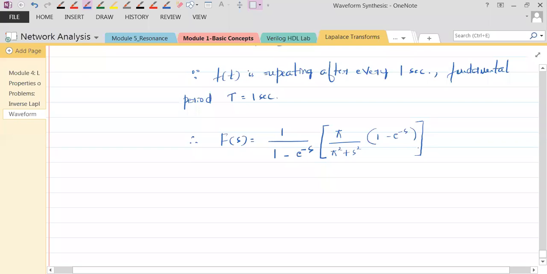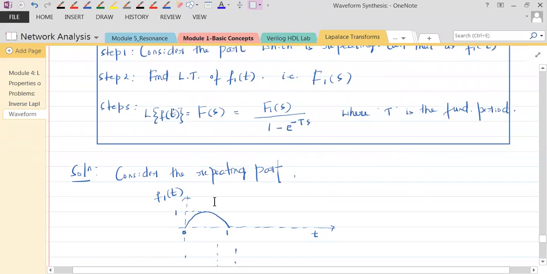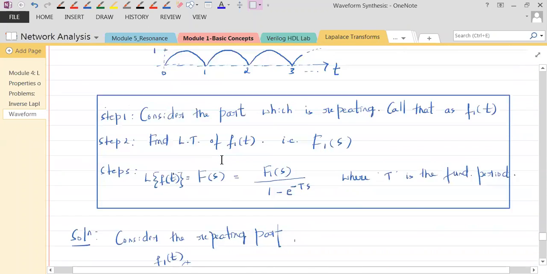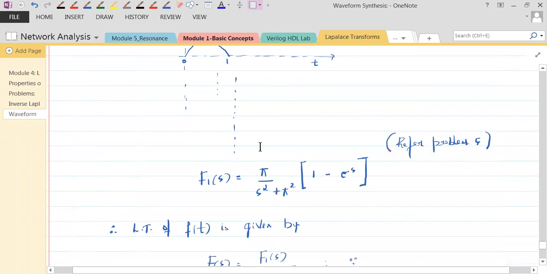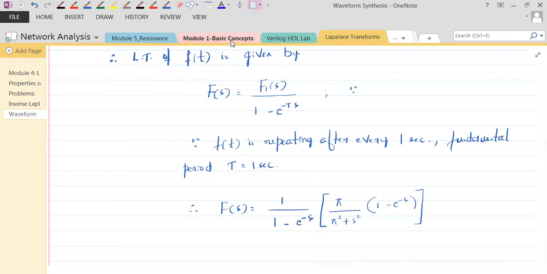For that, we considered just the repetitive part and found the Laplace transform of the repetitive part. If you have the Laplace transform of the repetitive part, then the Laplace transform of the whole signal, which is repetitive in nature, can be given by this equation. That is why we can write f of s as this. Is this understood, everybody? Let's take another problem of this sort.